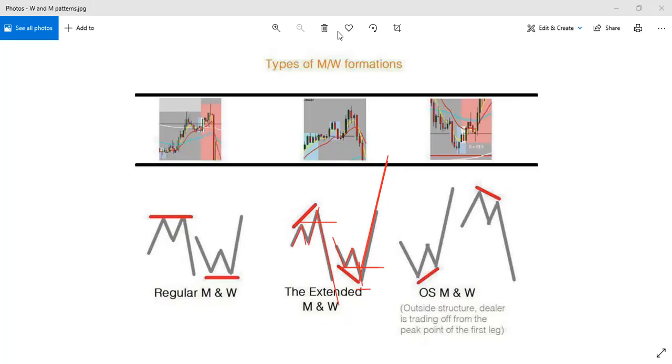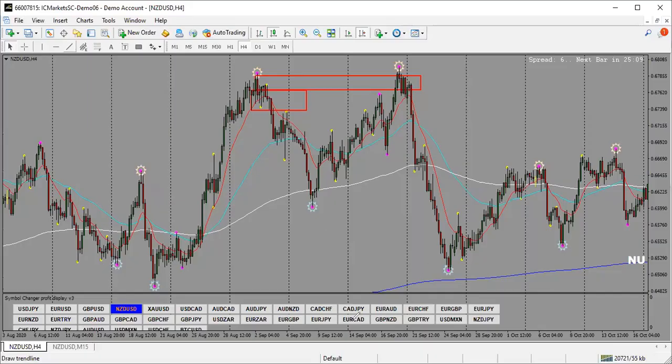So that is exactly what happened from this normal M. If you look very well, price did a stop hunt from here. It's not the same level as that, right? So there's an extension on the M. Can you see that? Yes. There's an extension from here.